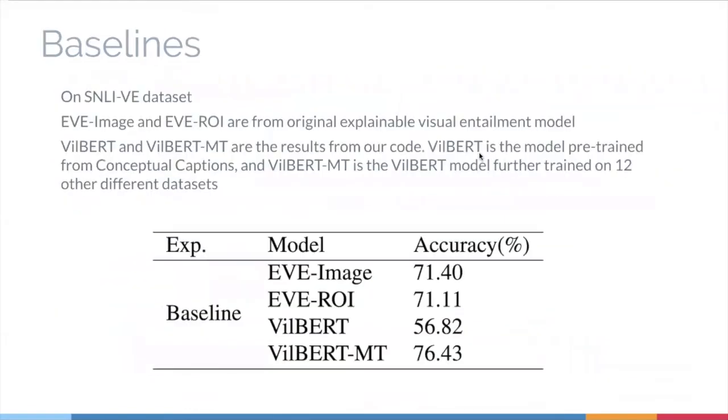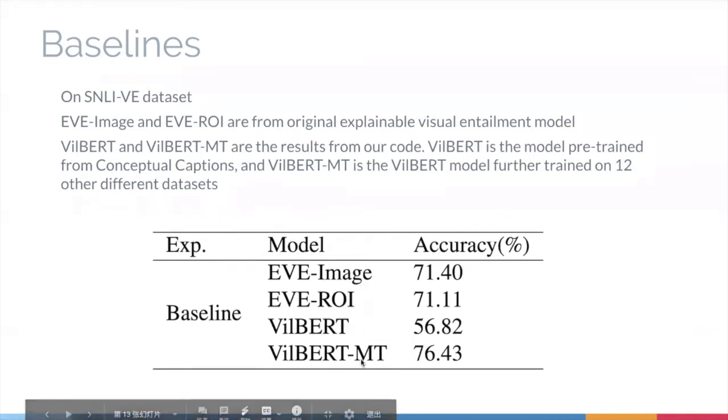Next, I'll briefly talk about some baseline results from the SNLI-VE dataset. Here is the table of the results. The EVE-Image and EVE-ROI are from the original EVE model. The GivBERT and GivBERT-MT are the results from our code. The GivBERT is the model pre-trained from Conceptual Captions, and GivBERT-MT is the GivBERT model further trained on 12 other different datasets.